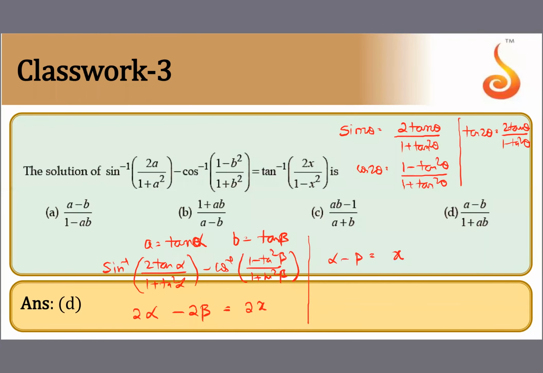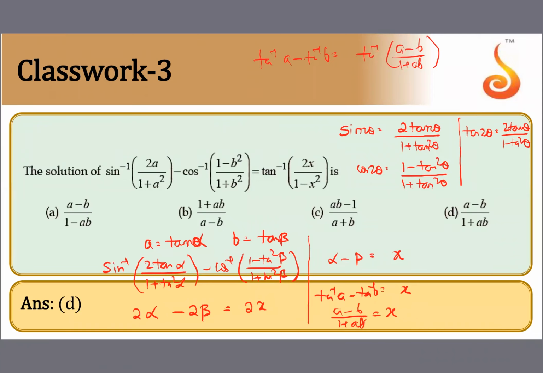Okay, what is alpha? Tan inverse A minus tan inverse B equal to x. So again, one more formula I used is tan inverse A minus tan inverse B is equal to tan inverse of A minus B by 1 plus AB. Correct? So we get A minus B by 1 plus AB is equal to x. I repeat, what are the formulas used?